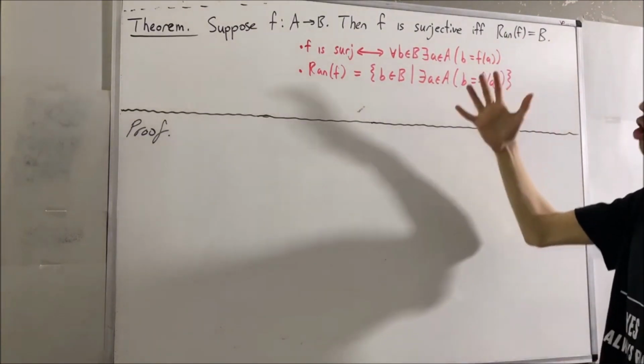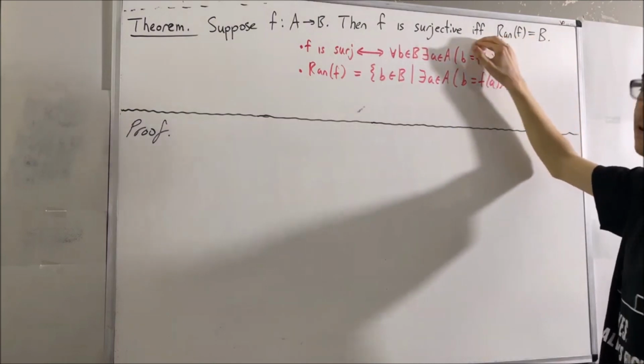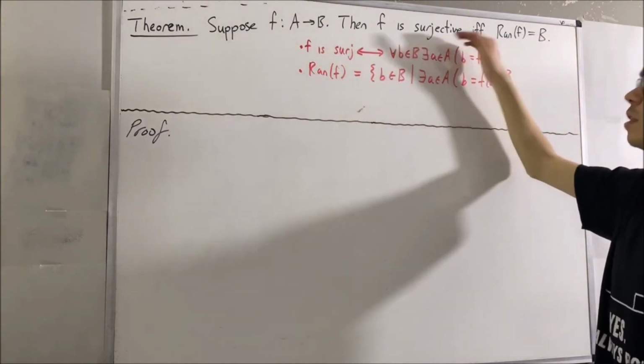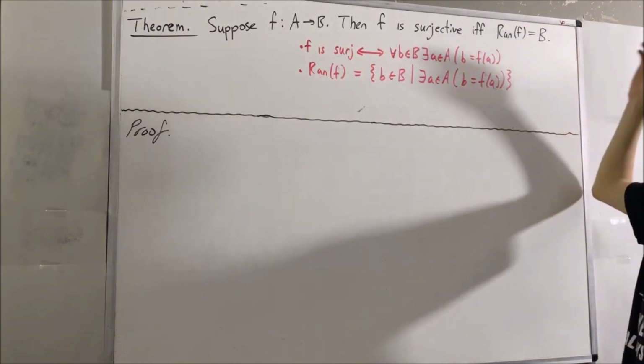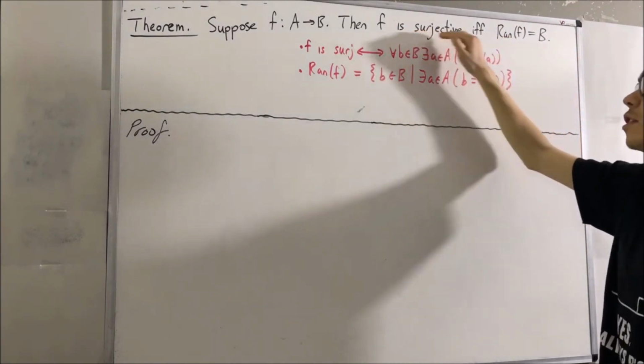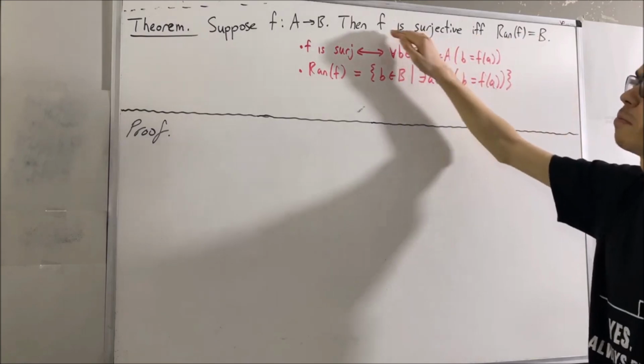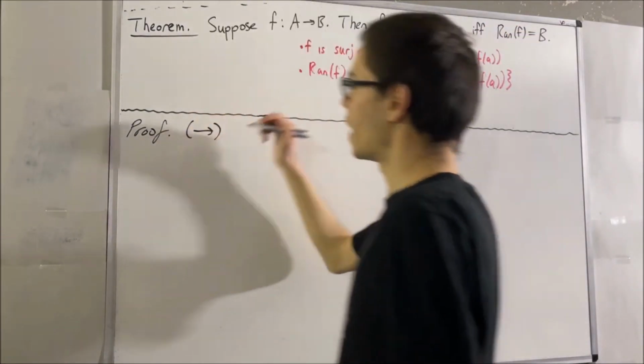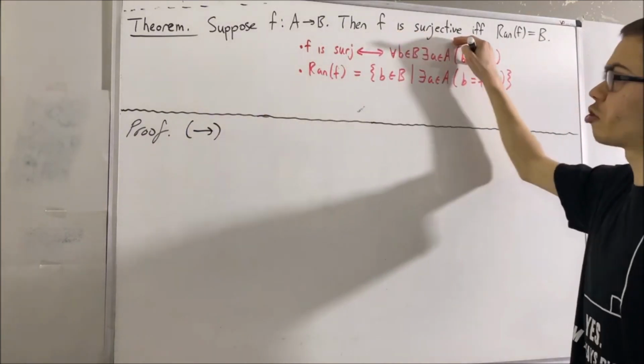So we're trying to prove a statement containing if and only if. So what we're going to do is prove if this is true, then this is true, and then prove if this is true, then this is true. Let's start by proving if this is true, then this is true. And to do so, assume this is true.